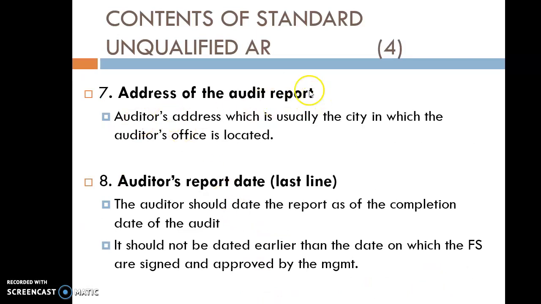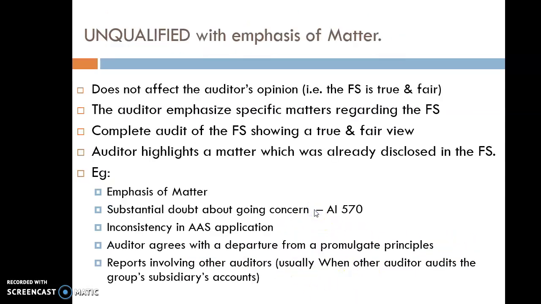The address of the audit report, which is the auditor's address, is usually the city in which the auditor's office is located. And then the auditor's report date. The auditor should date the report as of the completion date of the audit. It should not be dated earlier than the date on which the financial statements are signed and approved by the management. Okay. Then unqualified with emphasis of matter.